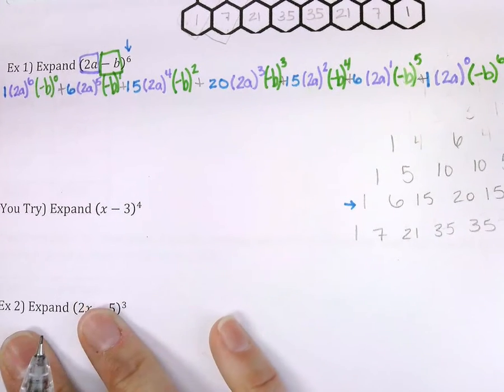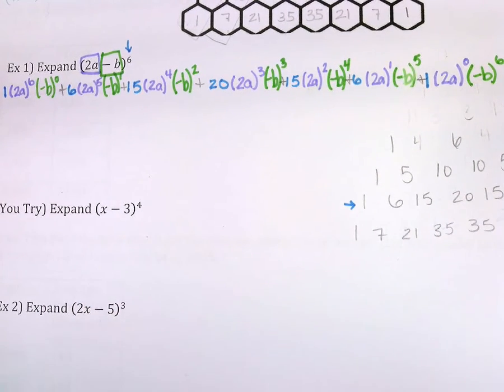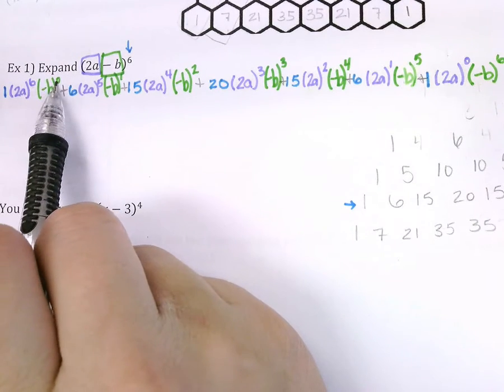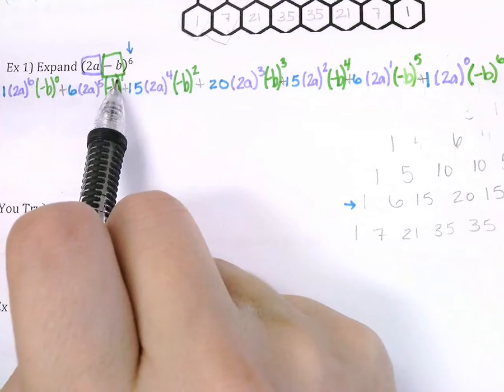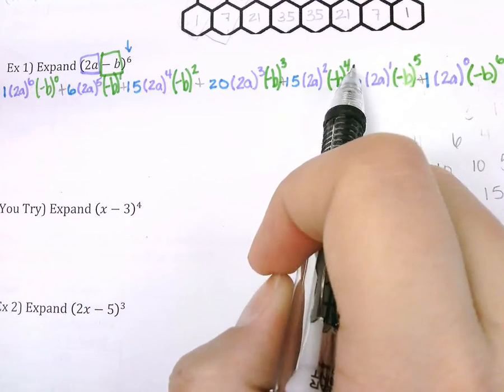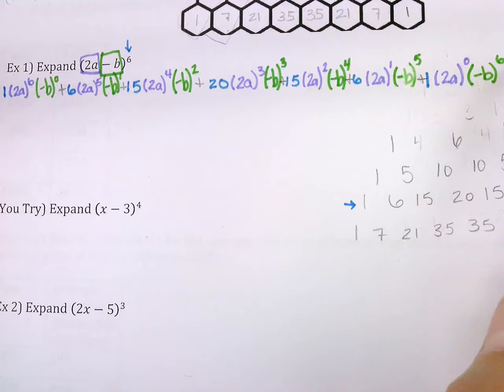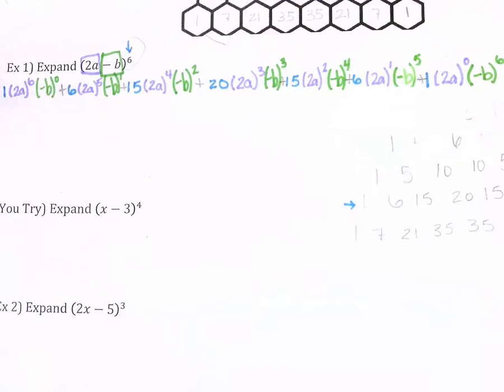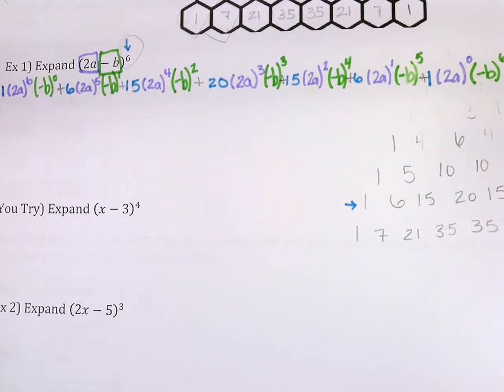But if you look at each term, the sum of the exponents is what? 6. So look at the first two. 6 and 0, that makes 6, 5 and 1 is 6, 4 and 2 is 6, 3 and 3, 6, 2 and 4, 6, 1 and 5, 6, 0 and 6, 6. Okay, and why is it 6? Because it's in the 6th row. Yeah, because we were raising it to the 6th power, and it's in the 6th row.